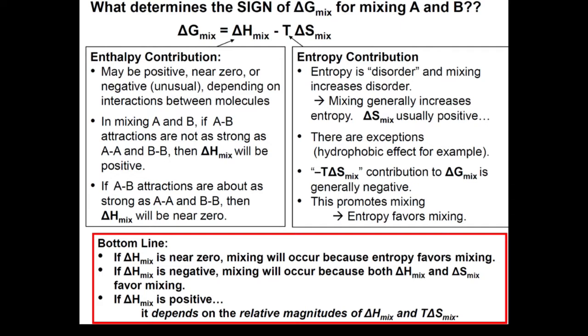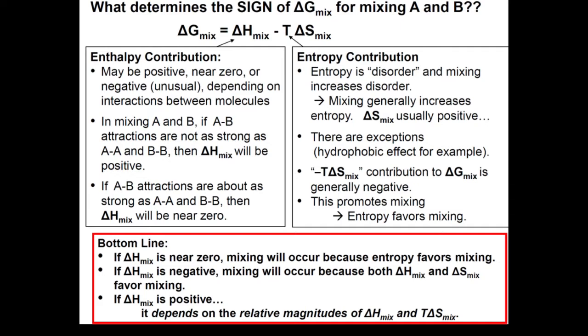The enthalpy contribution can be positive, negative, or zero. Usually it's either positive or near zero. And it depends on the specific interactions between the molecules involved. So if you're mixing two molecules, A and B, and if the attractions of A and B for each other are not as strong as between AA and BB, then it requires more energy to pull those AAs and BBs apart than you get released when you put them together, and it makes the overall mixing process positive, the delta H be positive.